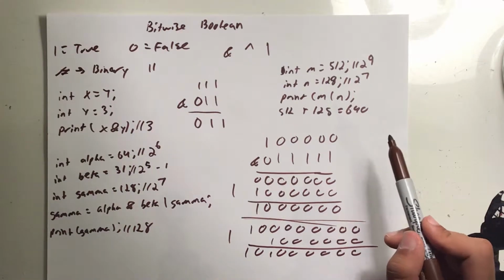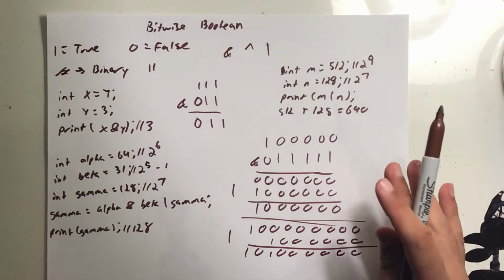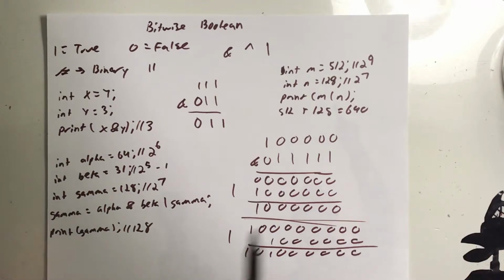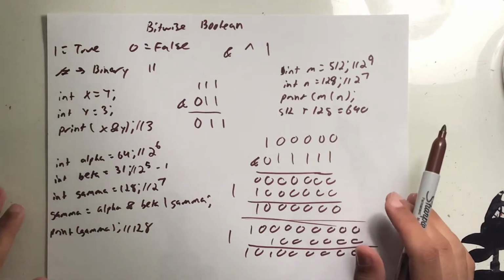Which is 640. So I don't know, if you're a number person, then you can get this question pretty easily. If you're not a number person, by all means just go to binary, do the 1, 2, 4, 8 system or whatever, and then do your thing basically.